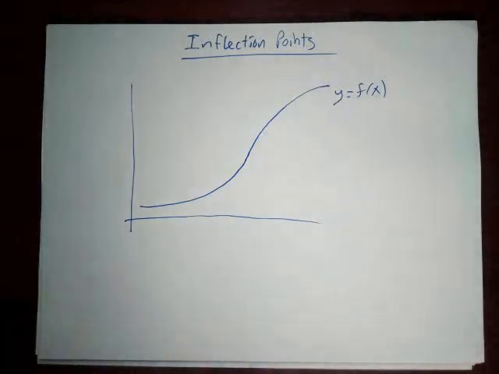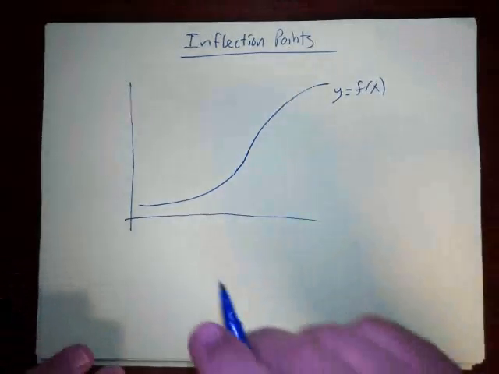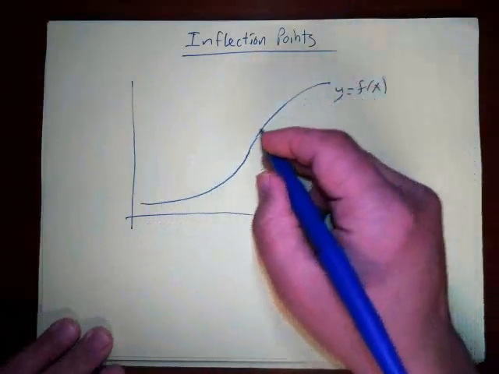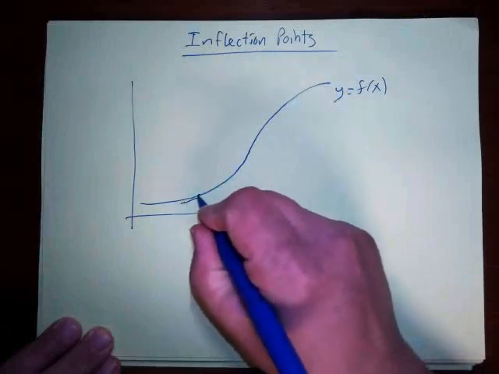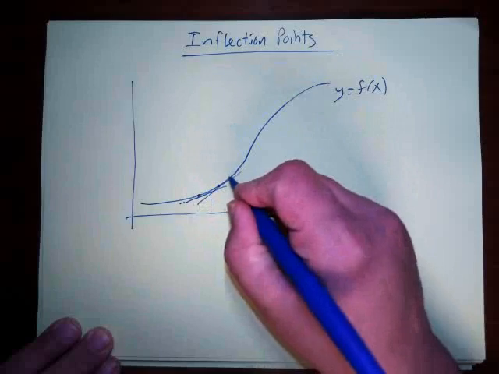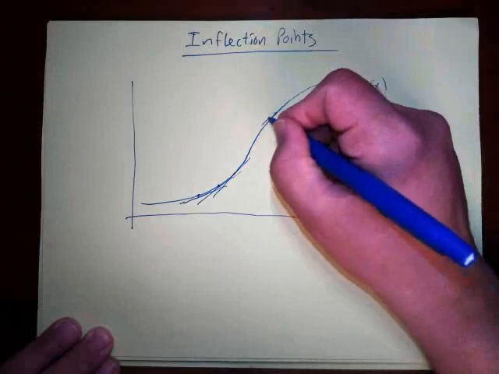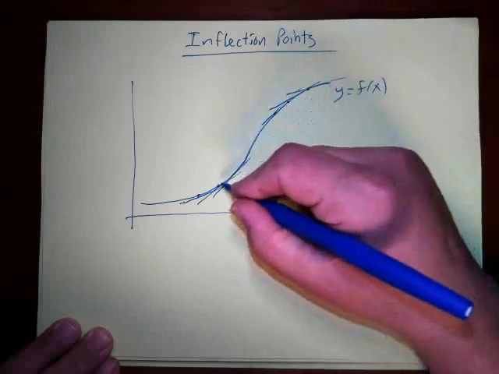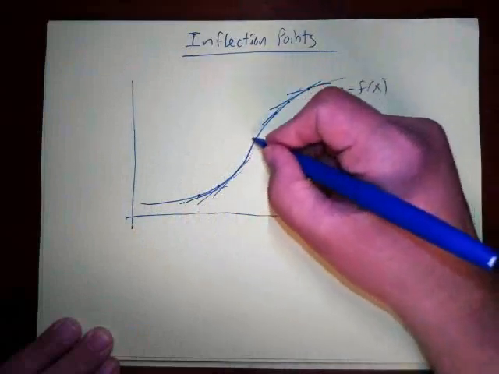In this video, we're going to talk about inflection points. An inflection point is basically a point where a graph changes its concavity. This is the graph that we saw earlier, and we saw that this was concave up because these tangent lines here were increasing, right? And then up here, they're decreasing, right? So there must be some point here where this graph goes from being concave up to concave down.